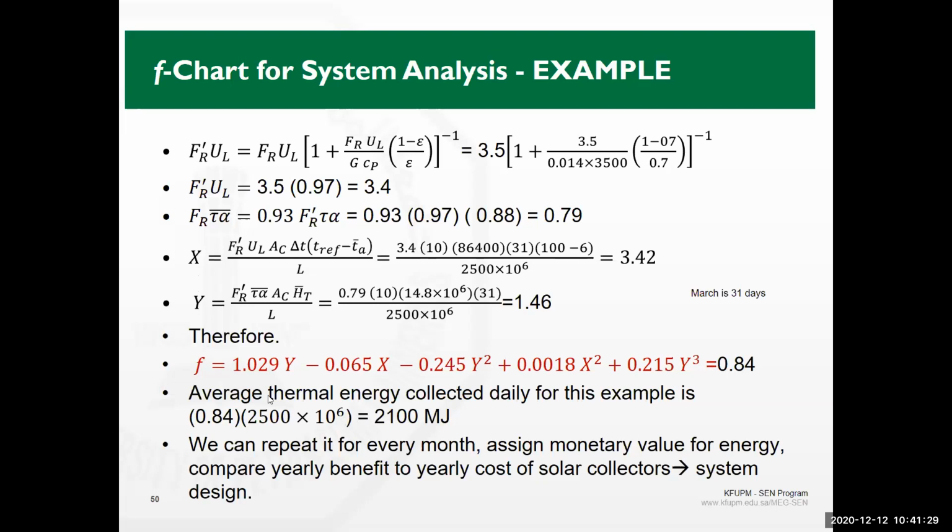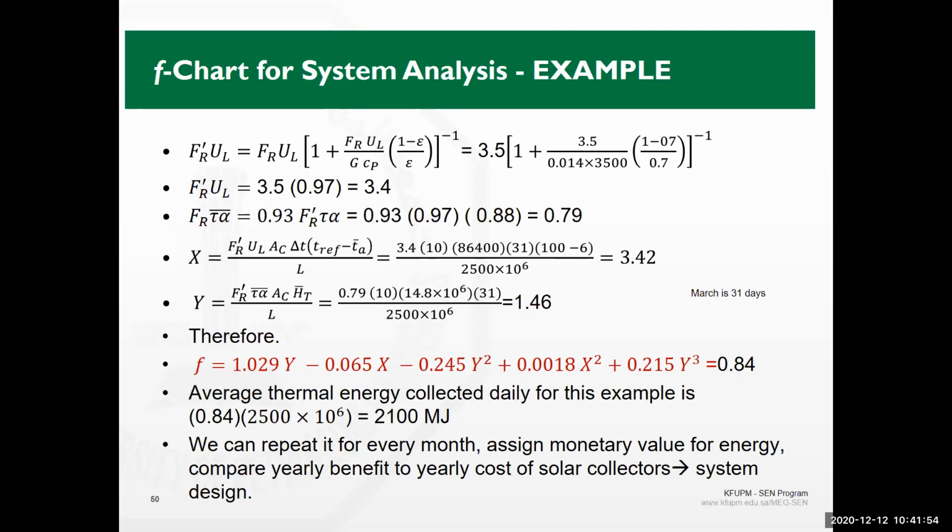So the average thermal energy, which will be handled by the collectors, is 0.84 of the total incident energy on the collectors, and that represents the 2,500. So 84% of your load is to be carried out by the solar energy. So your solar fraction is high here, which is 84%.